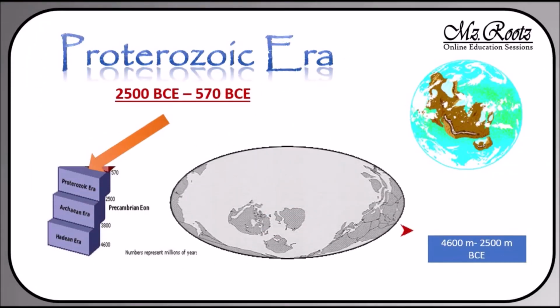Proterozoic, meaning early life era, occurred 2,500 million years before Common Era and lasted until 570 million years before Common Era. In this time, there is a lot more land to be seen.